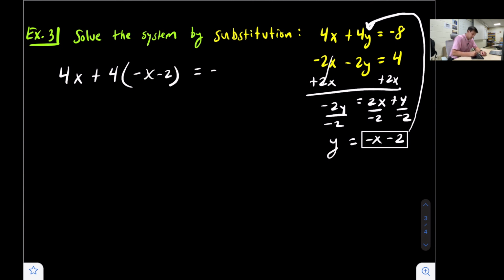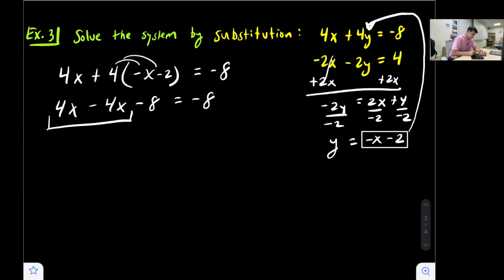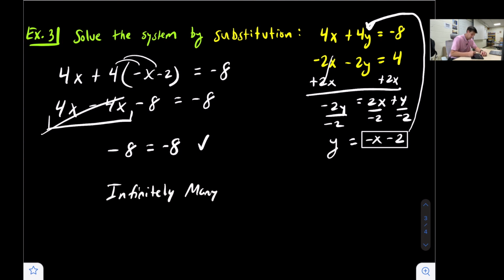equals negative 8. So this is still 4x. Now we need to distribute this 4. So this is 4 times negative x, so it's going to become negative 4x. And then minus 8 equals negative 8. Once again, when we go to combine our like terms, they are opposites, so they cancel each other out. So that's gone. So now we're left with negative 8 equals negative 8. Well, that is true, right? That's the same number. And so now we can say there are infinitely many solutions.